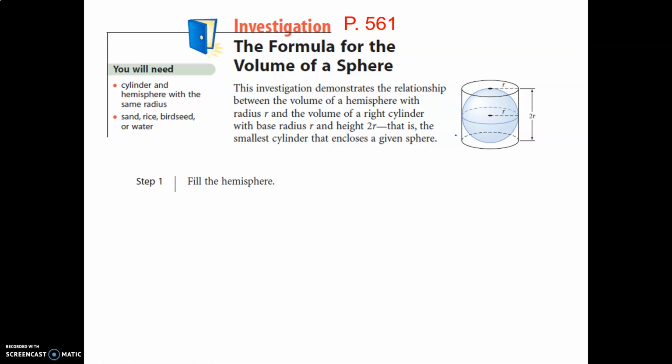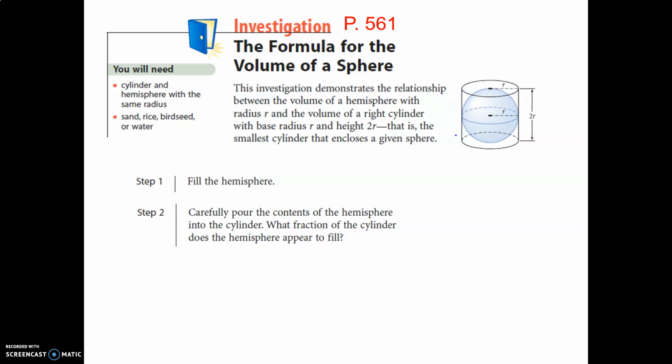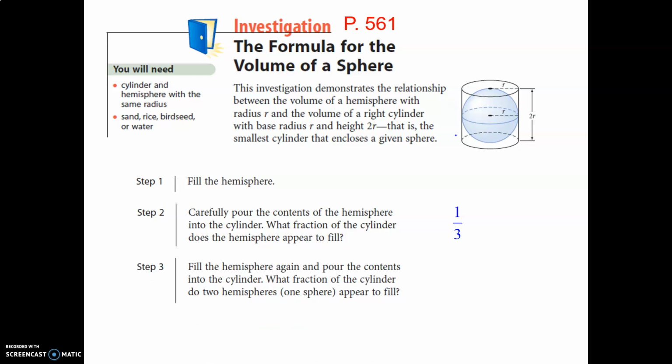So the first thing you would have to do is fill the hemisphere with water, and then pour the water into the cylinder. When you do that, it asks what fraction of the cylinder does the hemisphere appear to fill? And the answer will be 1/3. Then I say fill the hemisphere again and pour the contents into the cylinder. So now why do I do that?